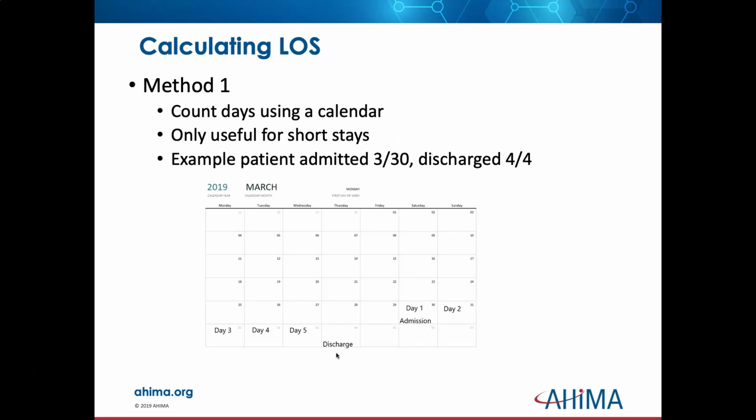So one method you can use to do this is you can pull out the handy dandy calendar and you can count it back. So for instance, the example they give us here is it looks like we're in March of 2019. Patient was admitted on the 30th of March and they stayed through the 31st, the 1st of April, the 2nd of April, the 3rd of April, and they were discharged on the 4th of April. So you count day 1, day 2, day 3, day 4, day 5, and this would be a 5-day length of stay, because remember, we can't count the discharge day, which would have been day 6.